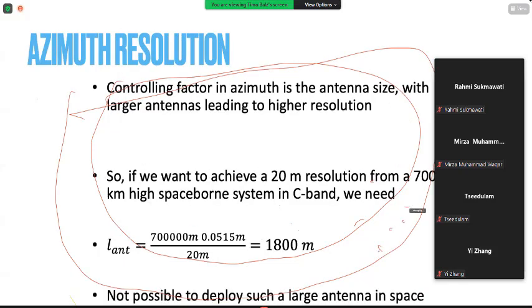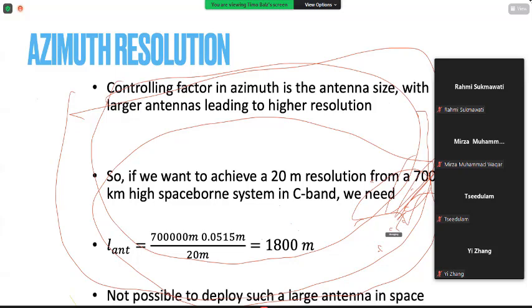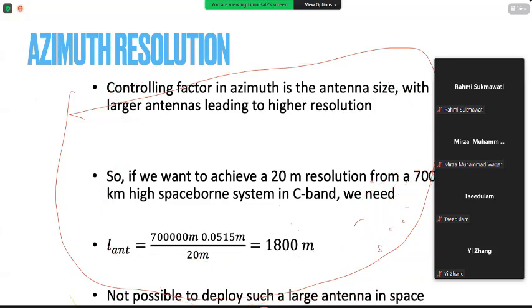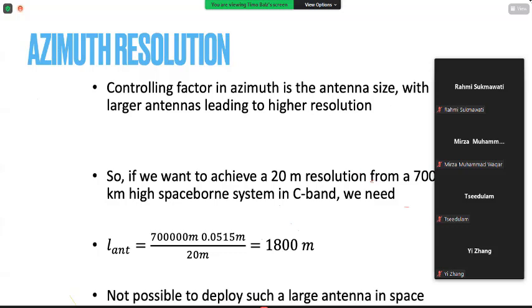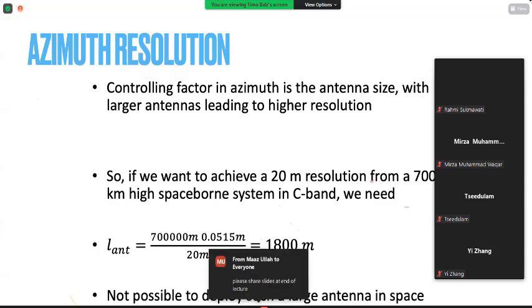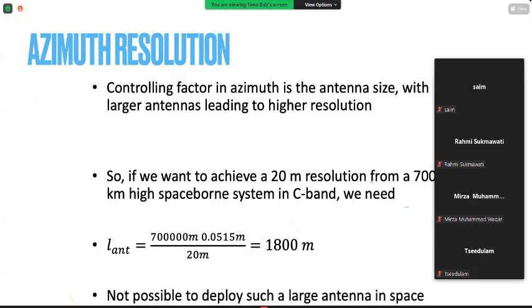Now, controlling the azimuth resolution, we have to control the antenna size, right? The larger our antenna is, the smaller we can make that beam. So if you want to have 20-meter resolution from 700 kilometers away, we need an antenna size of, if we calculate it, 1.8 kilometers. That's not possible. We cannot have a 1.8 kilometer antenna in space. That's just not going to work.